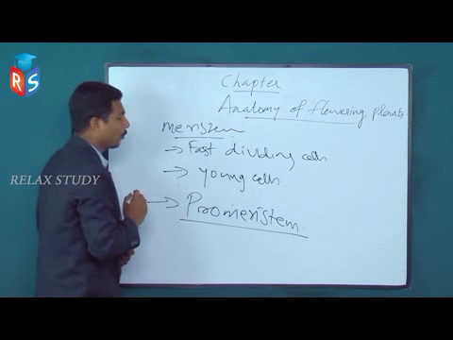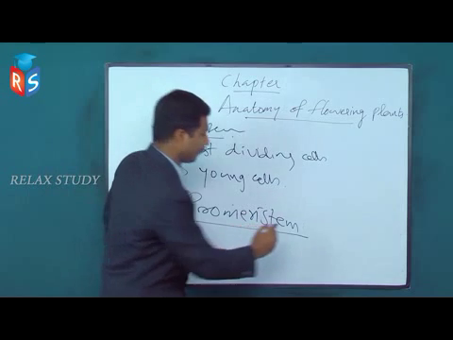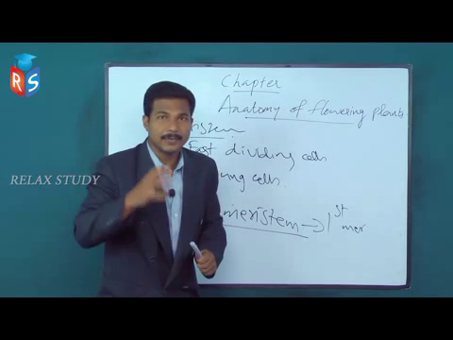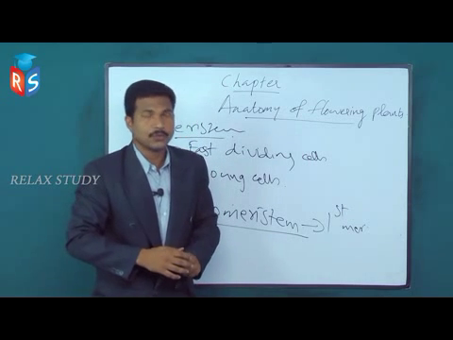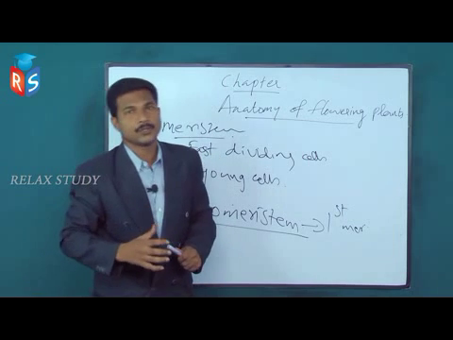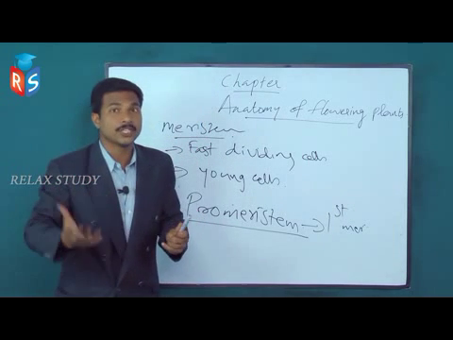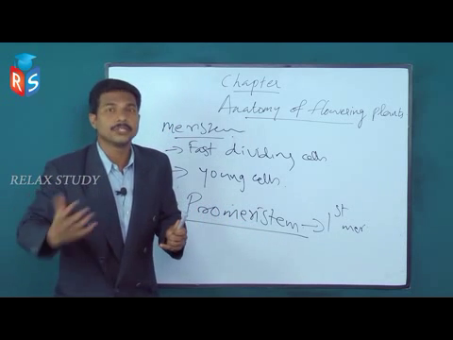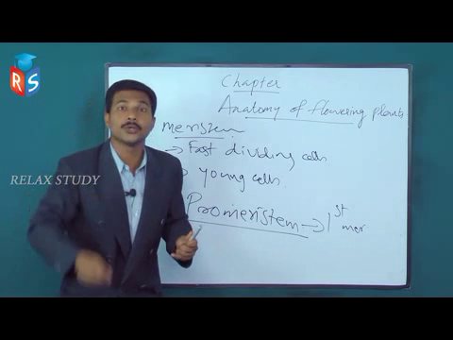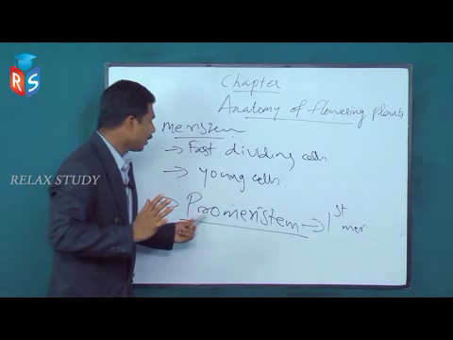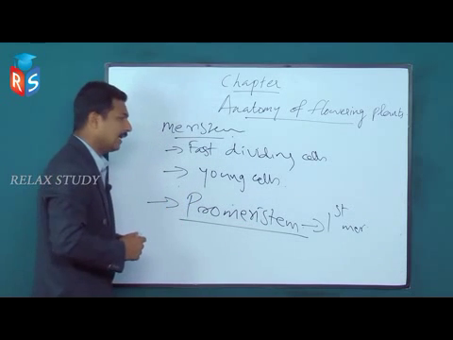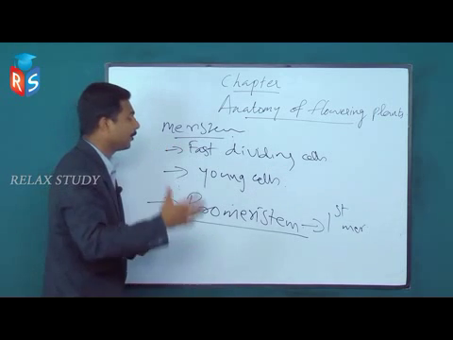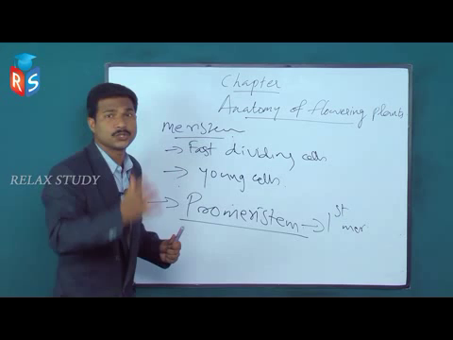What is promeristem? Promeristem means first meristem. First meristem means the meristem cells or tissue which are present in the embryo. At the time of germination, these embryo cells or this promeristem will divide to form the other tissues that are responsible for the growth and elongation of the plant body. Promeristem means the meristem which is present in the embryo.